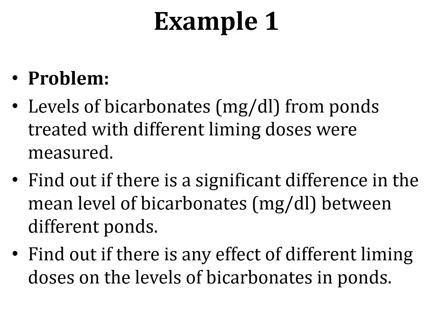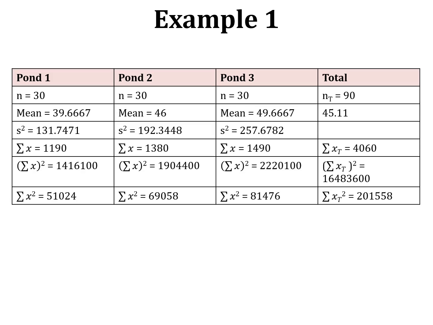And you have to find out if there is a significant difference in the mean level of bicarbonates between different ponds. Or in other words, you have to find out if there is any effect of different liming doses on the levels of bicarbonates in ponds. And here are the descriptive statistics for this example, and the number of observations taken from each pond is 30. So the total number of observations is 90.